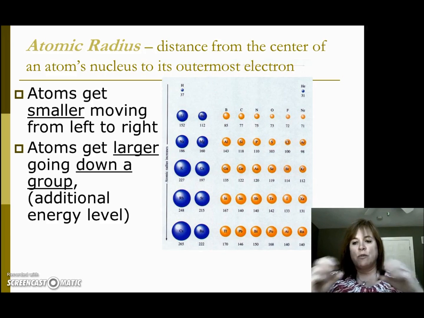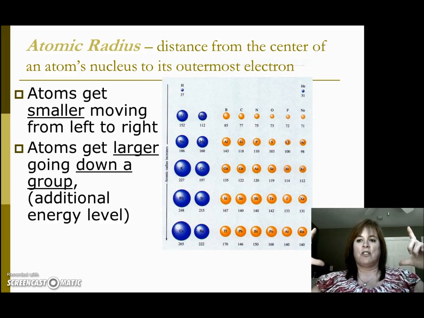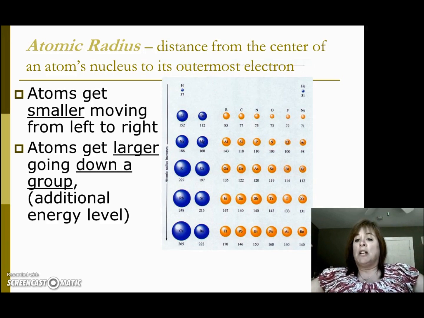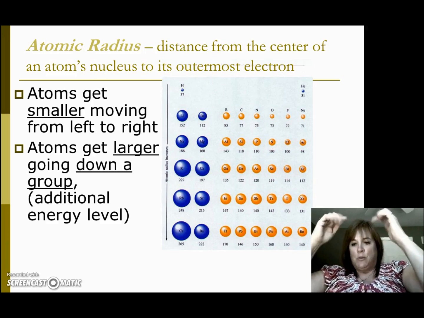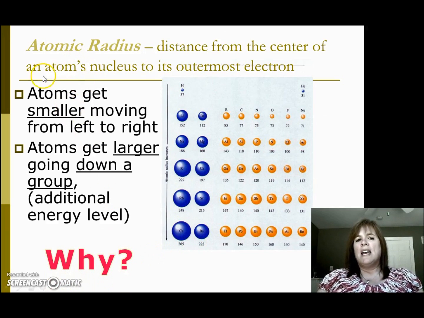Now, that should make sense, right? Because every time we add another energy level and add more electrons to that energy level, it gets bigger. As we go down, the atoms get bigger. You can see that with lithium, sodium, potassium. They're all getting bigger as we go down. But why do atoms get smaller as we go across? Why is lithium, which has fewer protons and fewer electrons than neon, bigger?